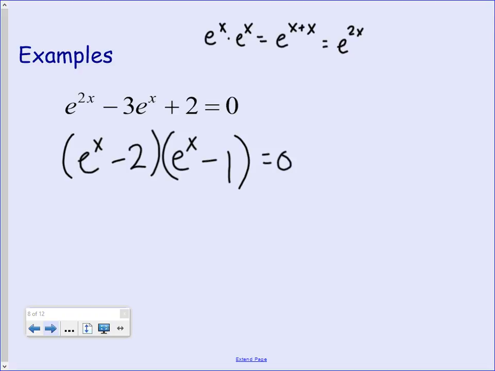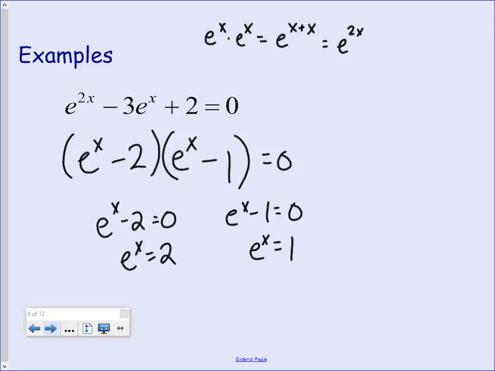And now if you get it factored, what do you do with your factors to solve? Set them equal to 0. e to the x minus 2 equals 0. e to the x minus 1 equals 0. This becomes a lot easier to solve. Add those constant terms to the other side. e to the x equals 2. e to the x equals 1. I've got a base raised to an exponent all by itself.